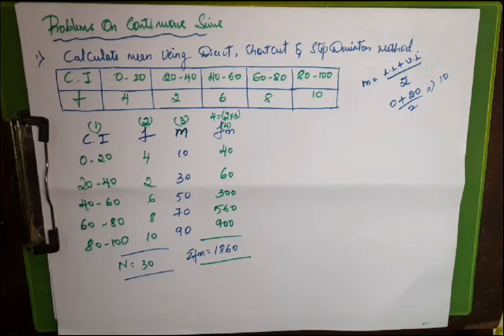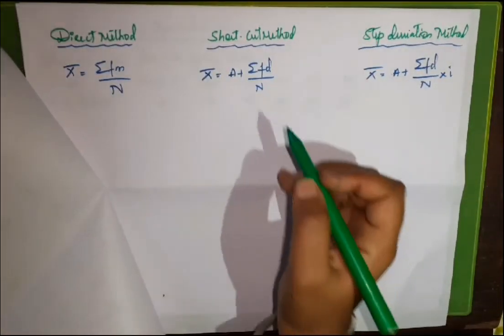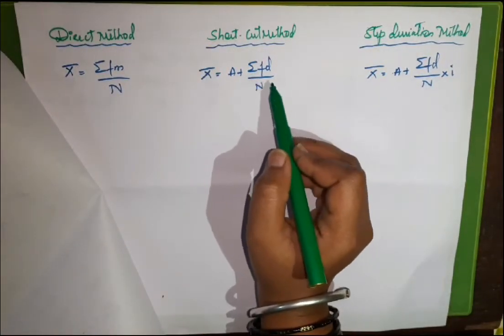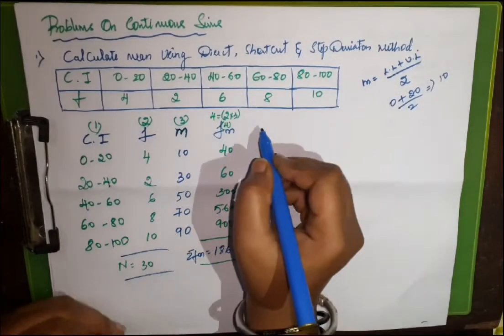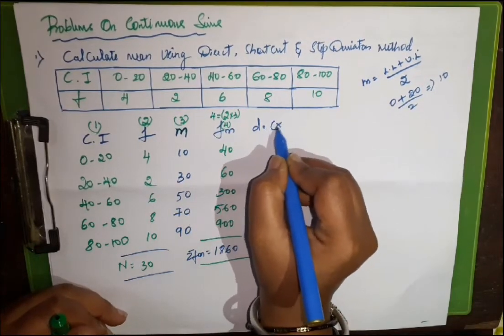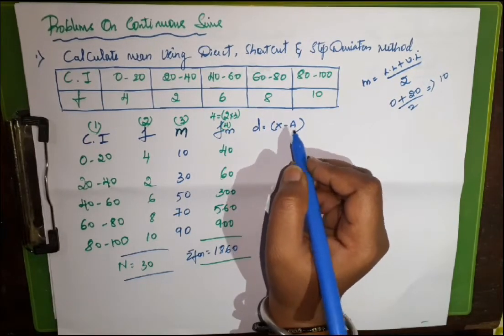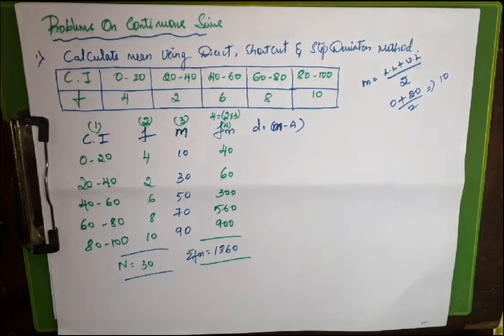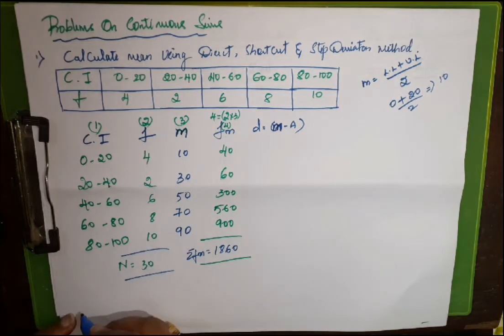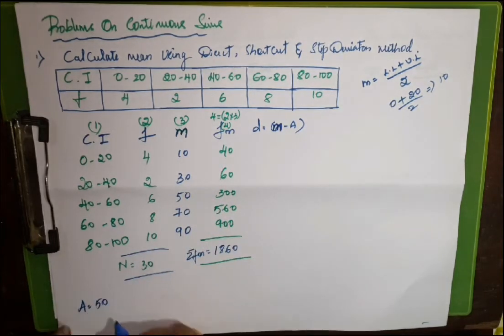Okay. Then for finding the mean by the shortcut method, we need sigma Fd by n. So we have to find the deviation. You all know how to find deviation. Deviation is nothing but x minus a. Here x means the mid value, so instead of x we write m minus a. Any one number you can assume as a, the assumed mean. I am taking 50 as the assumed mean.